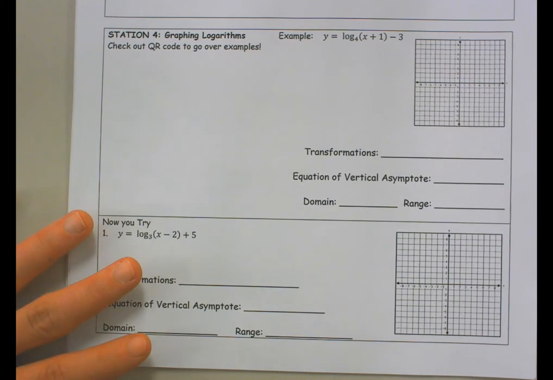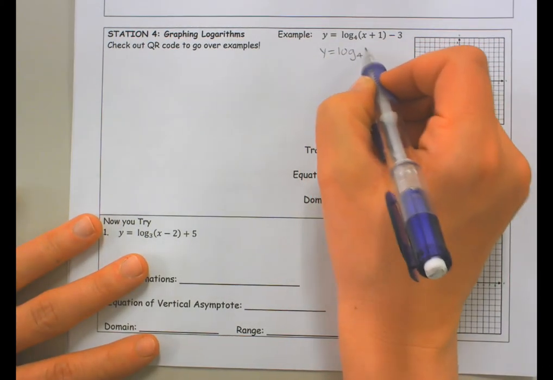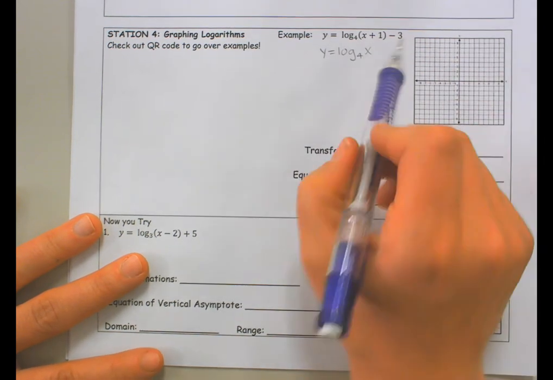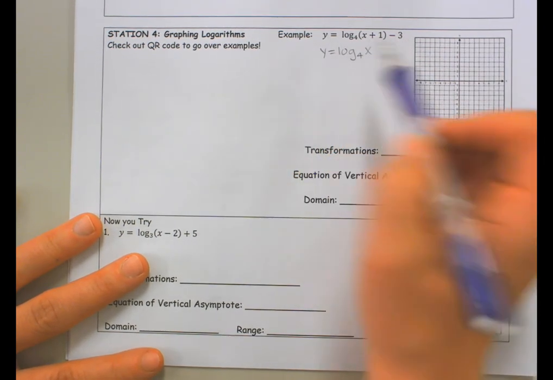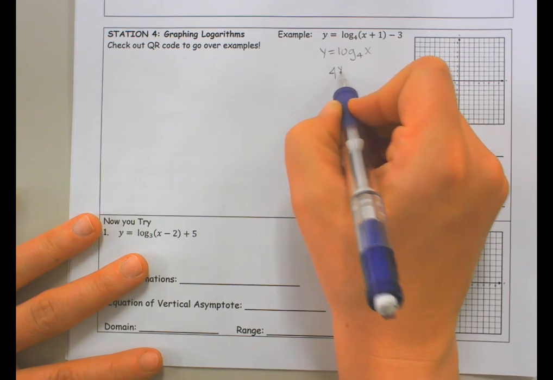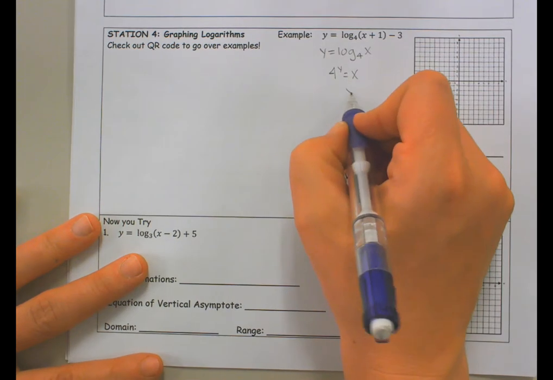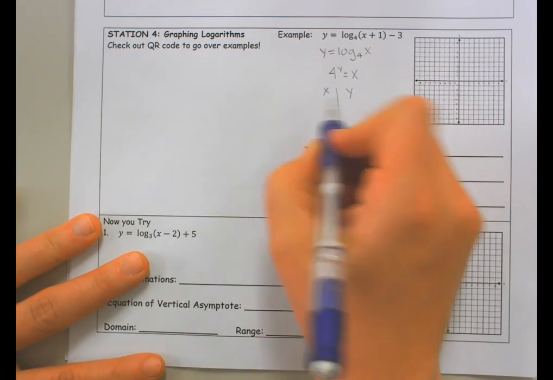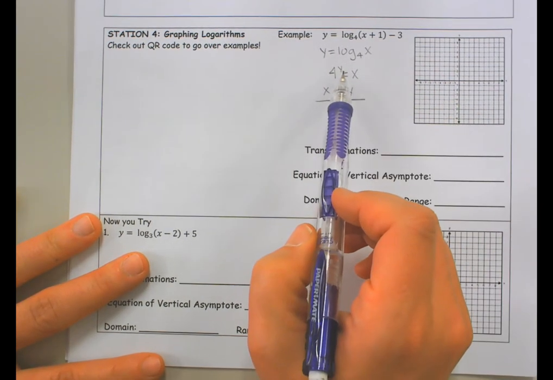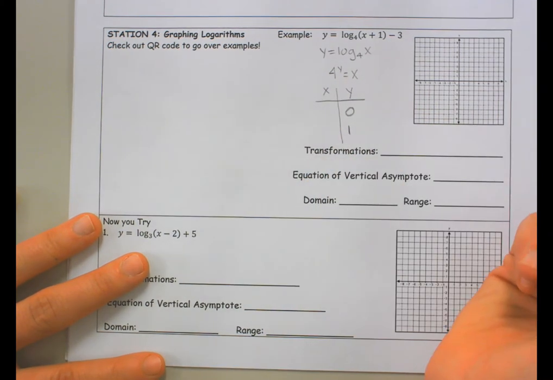So in class, we would start with the parent function, which is y equals log base 4 of x. And then just removing these transformations here. So then we would go ahead and write this in exponential form, which would be 4 to the y power equals x. So then that led us to make a table of x, y values. And remember, because y was our exponent, we were picking y values to figure out what x equals.